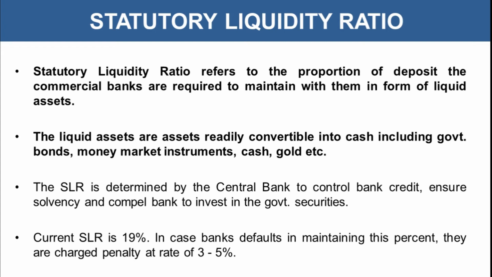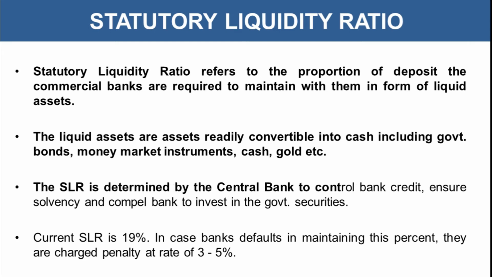That could be government bonds, government securities, cash itself, gold, or any money market instruments like T-bills and commercial deposits and certificate of deposits, etc. So all those liquid assets that need to be maintained in a certain proportion of the deposits which commercial banks are having, this is referred to as SLR or Statutory Liquidity Ratio.